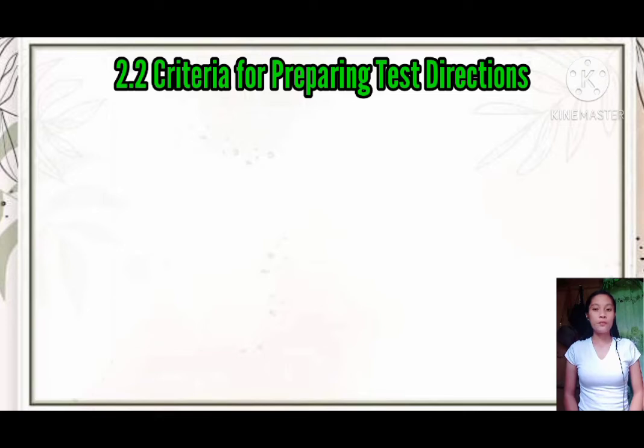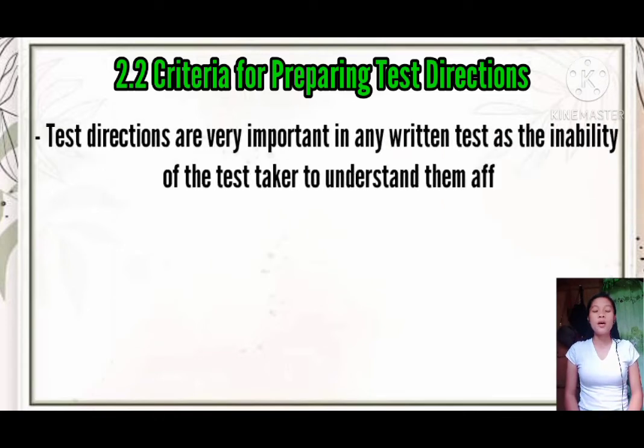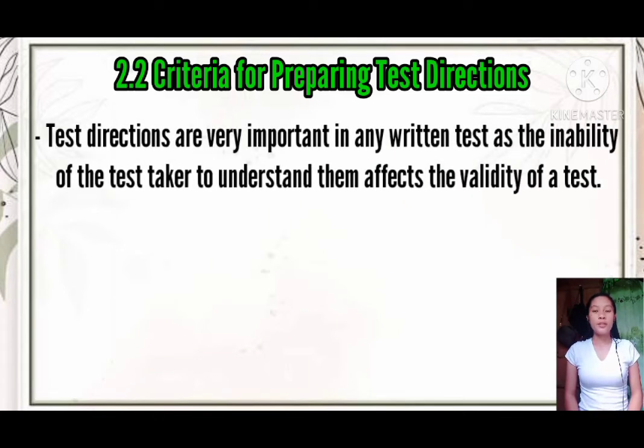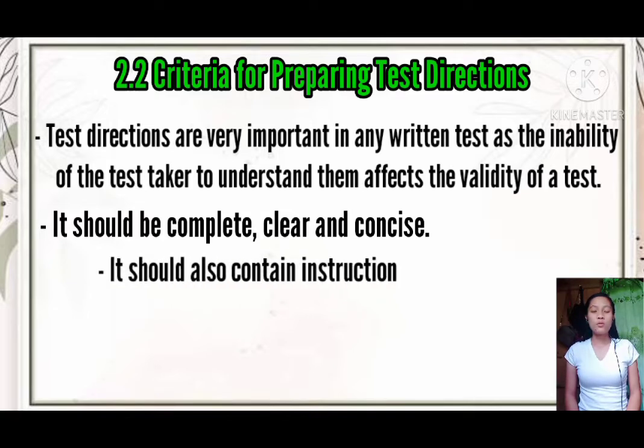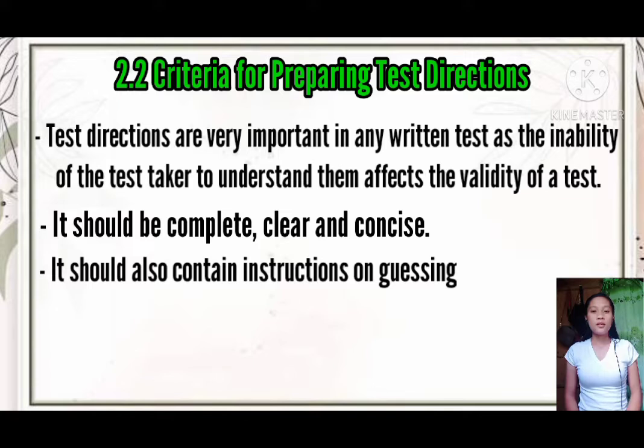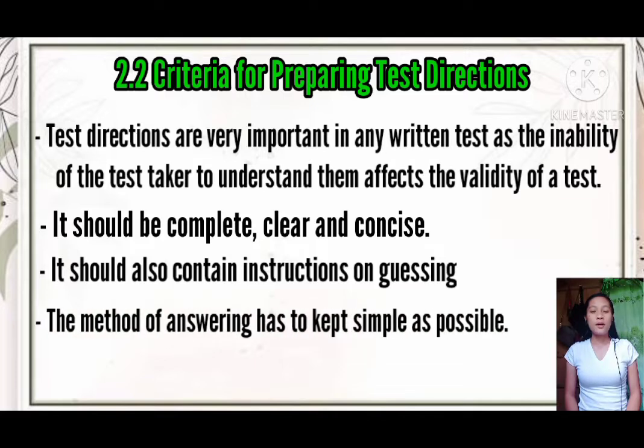2.2 Criteria for Preparing Test Directions. Test directions are very important in any written test, as the inability of the test taker to understand them affects the validity of a test. Test directions should be complete, clear, and concise to make them understood. They should also contain instructions on guessing so that the students are made aware of what is expected from them. Also, the method of answering has to be kept as simple as possible.